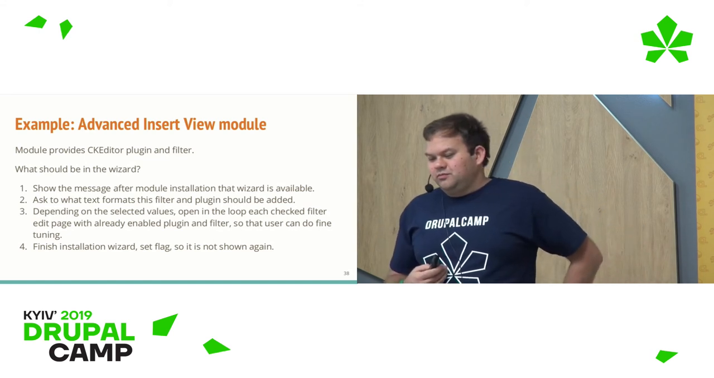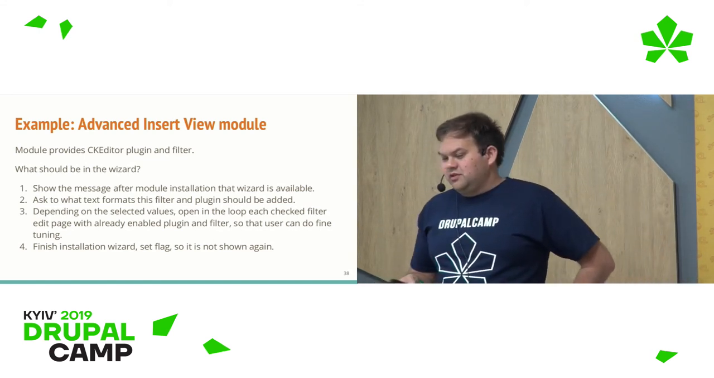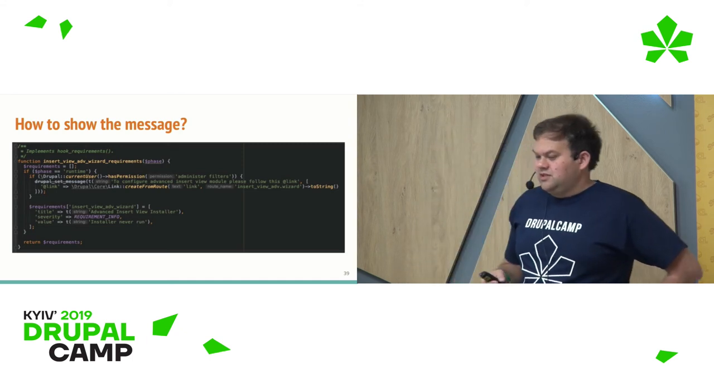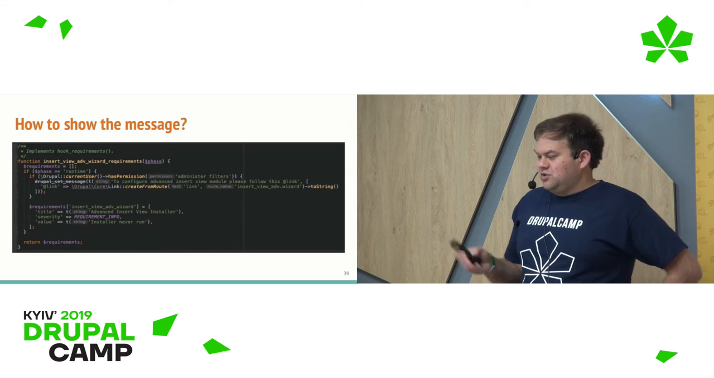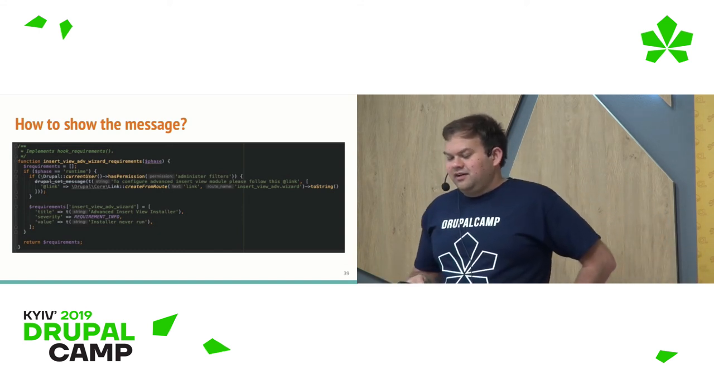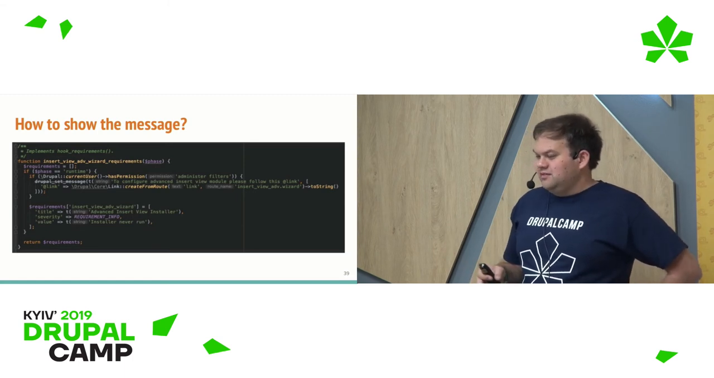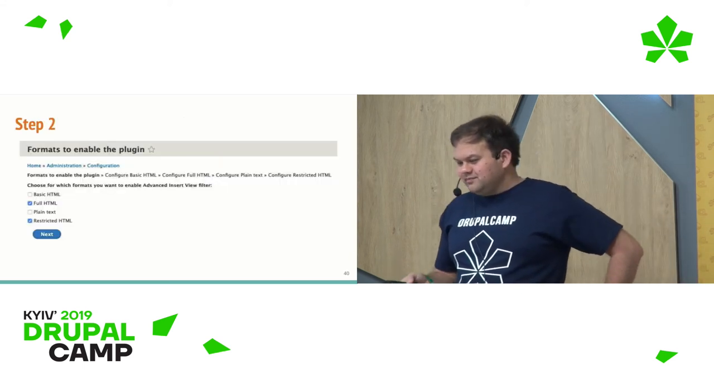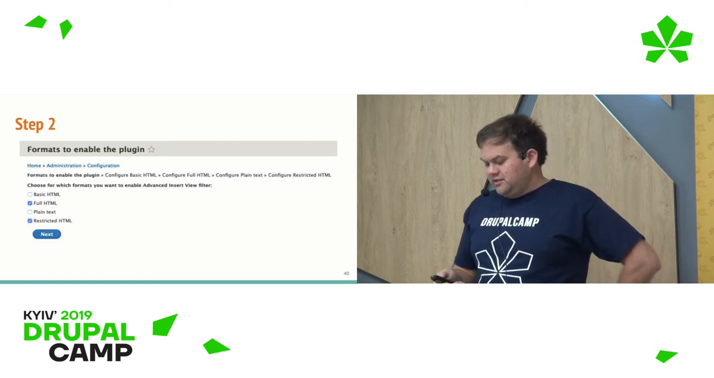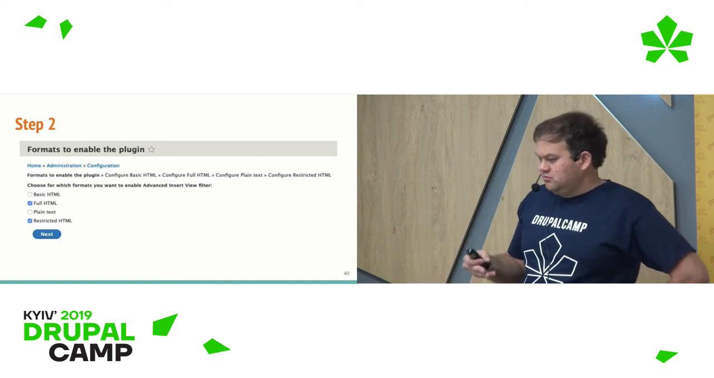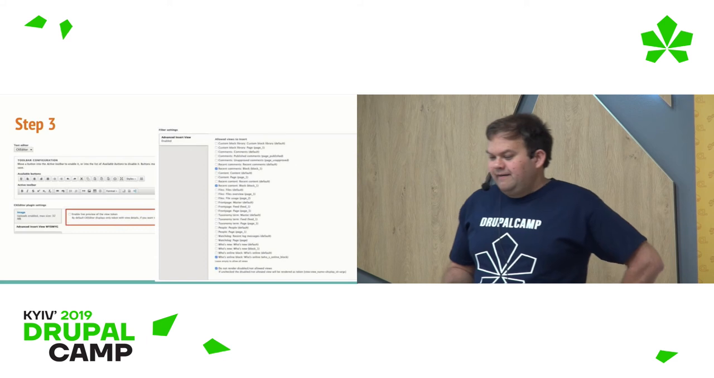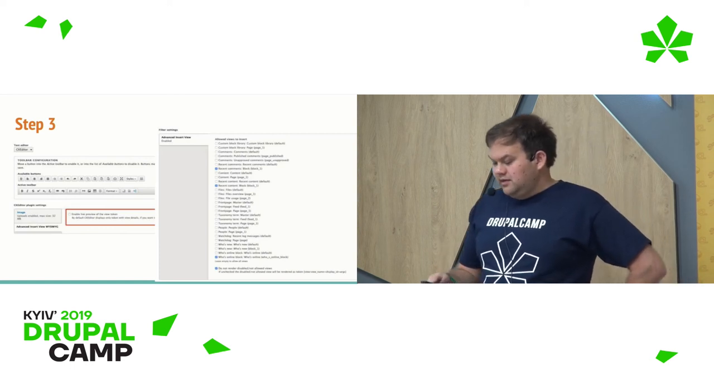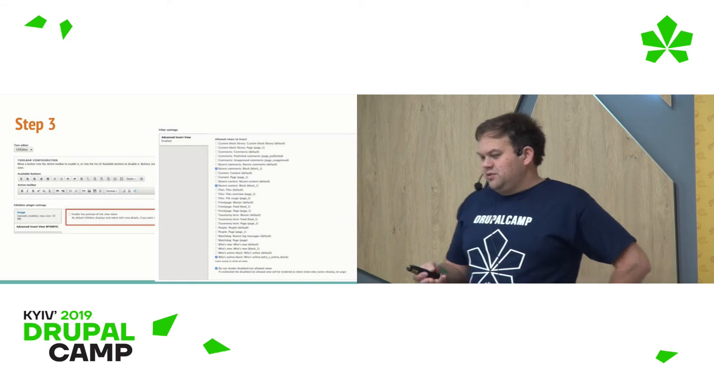So my proposal, how you can show the message. There is a nice hook_requirements in the install file that you can just run on runtime and then say, like, if you have permission to administer filters, just show the message that there is the installation wizard. And then also we can create the state that will say, like, if you already did it, then it will not be shown. Then the next step is to show what filters you really have, and then you just select and do next. And then the third step is to show the configuration form, of course. So, for example, in my module, we have the configuration for the plugin itself and for the filter itself.